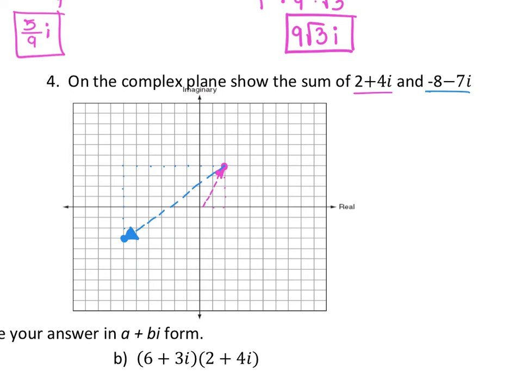Okay, and then your final answer goes from the origin to where that point, the blue one, ended. Okay, so the red one is our answer. That's what we got from our sum. And if you count it, it's left 1, 2, 3, 4, 5, 6, down 1, 2, 3.